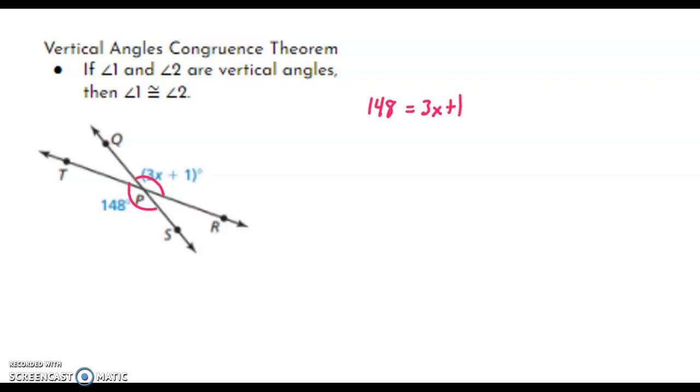You can then solve for x by subtracting the 1 from both sides. You get 147 equals 3x. Now let's divide by 3, and we end up with 49 equals x, or x equals 49.